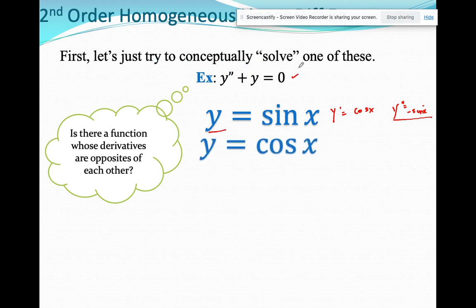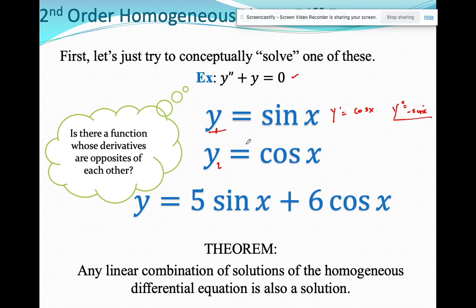Wouldn't that be the same with cosine? It would. Further, if I claim this is one solution to that differential equation and this is another one, any linear combination of those two will also be solutions. And that is a theorem. And if you doubt me, just check it out. Take the first derivative and second derivative of this one, which is a linear combination, along with some scalar multipliers, of y sub 1 and y sub 2.